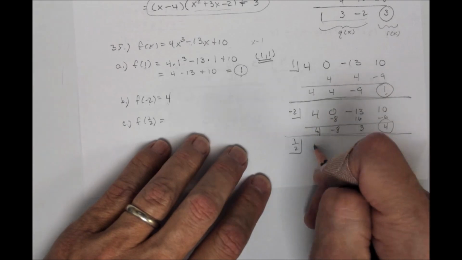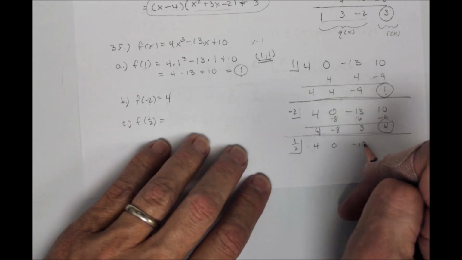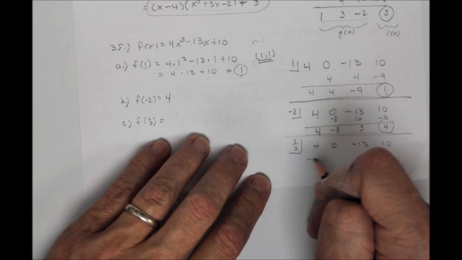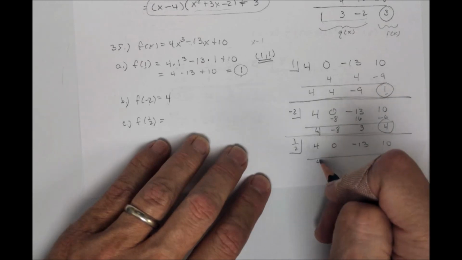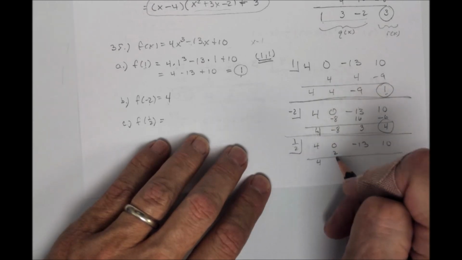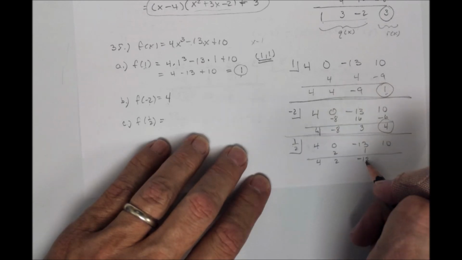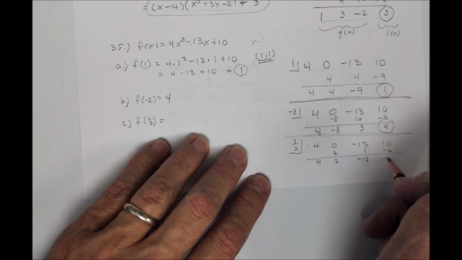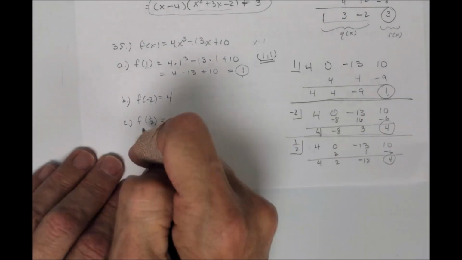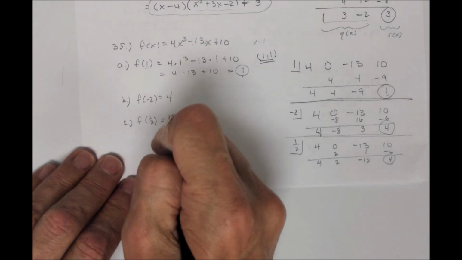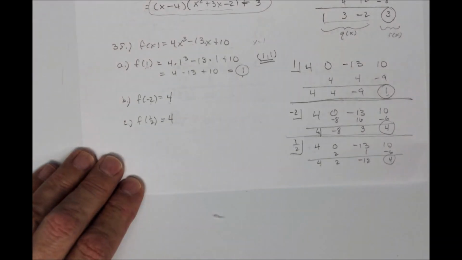I put the 4 and the 0 and the negative 13 and the 10. So the 4 comes down. Half of 4 is 2. Then you add. Half of 2 is 1. Then you add. That's negative 12. Half of negative 12 is negative 6. Then you add. That's 4. So I'm telling you f of 1/2 is also 4, which is kind of cool. So I have those two values there.